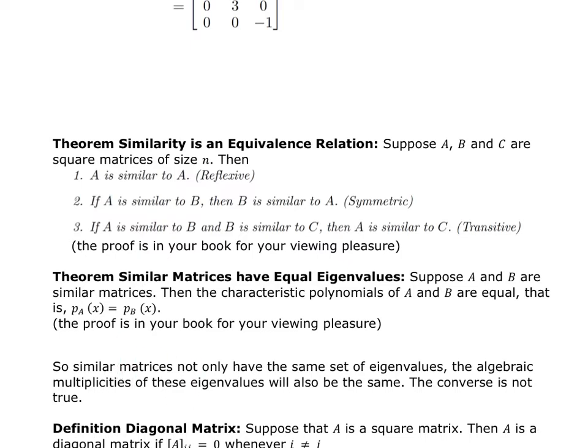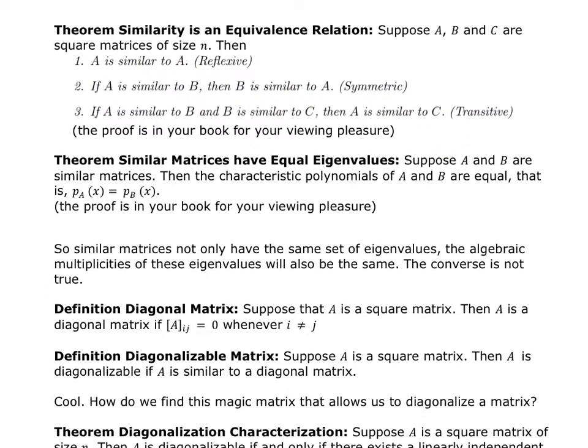So what that tells us is that similar matrices not only have the same set of eigenvalues, the algebraic multiplicities of these eigenvalues will also be the same. So if they are similar matrices, they'll have the same eigenvalues and their multiplicities will be the same. That's not true the other way. Just because you have two matrices that have the same eigenvalues and the same algebraic multiplicity, that does not necessarily mean that the matrices are similar.